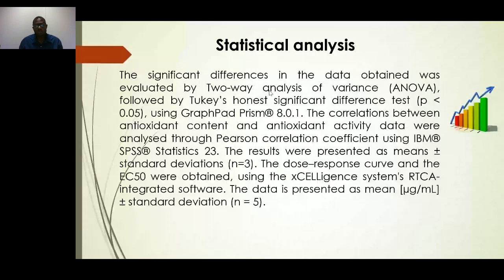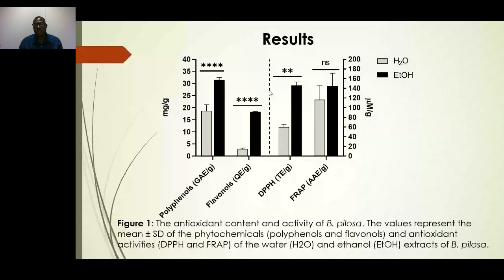Now we got our results. This result is for the antioxidant content and the antioxidant activity. On the left-hand side, we can see the content, which is the polyphenol and the flavonoid, while on the right-hand side, we can see the antioxidant activity, which is the DPPH and the FRAP. We can also see from this table that there are significant differences between the ethanol extract and the water extract on both sides, except for the FRAP, which seems to have no statistical difference between the water extract and the ethanol extract. But generally, the ethanol extract seems to be more active and has more content compared to the water extract.